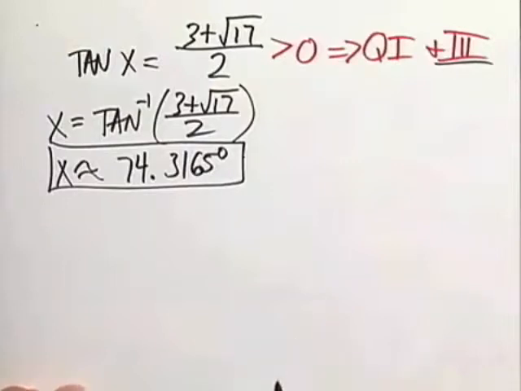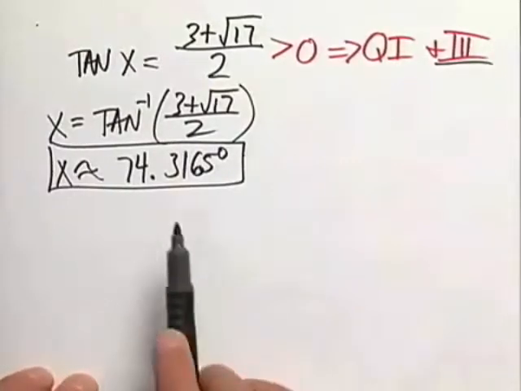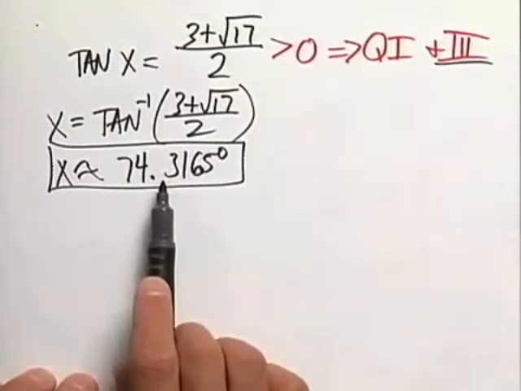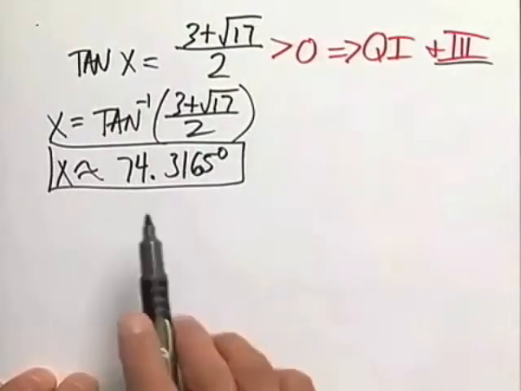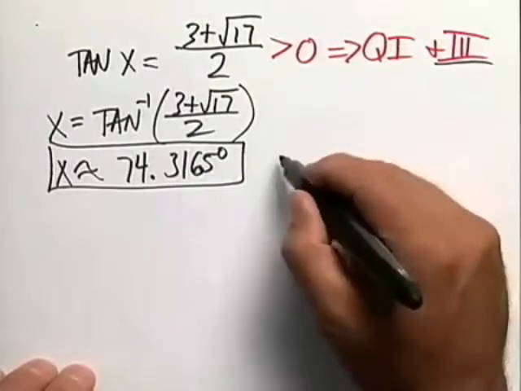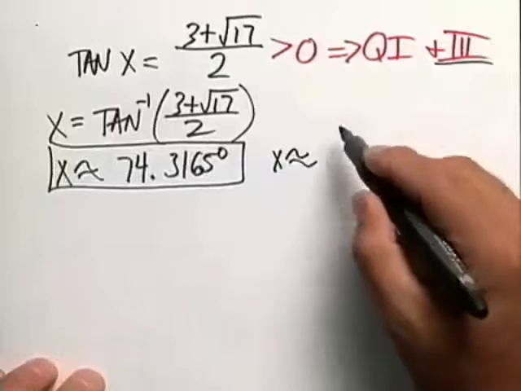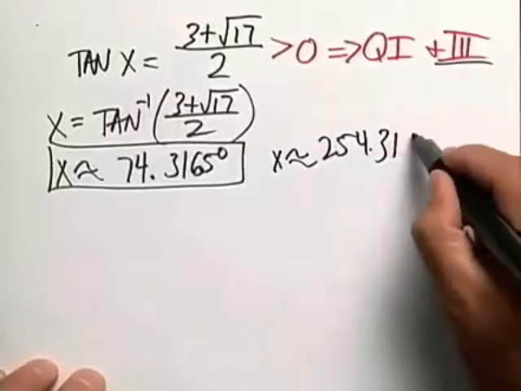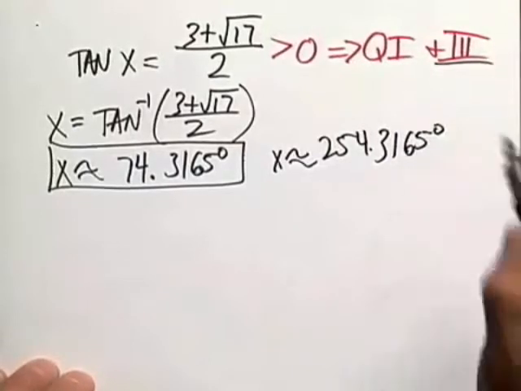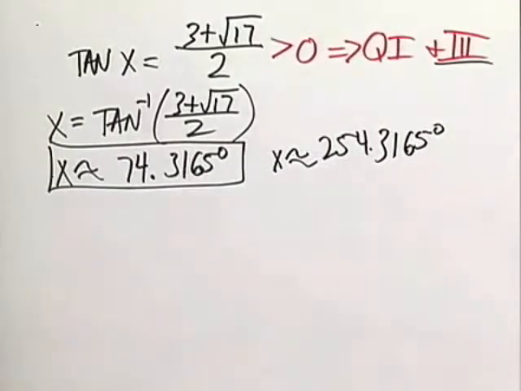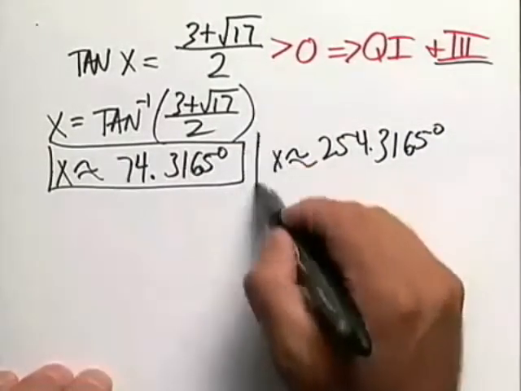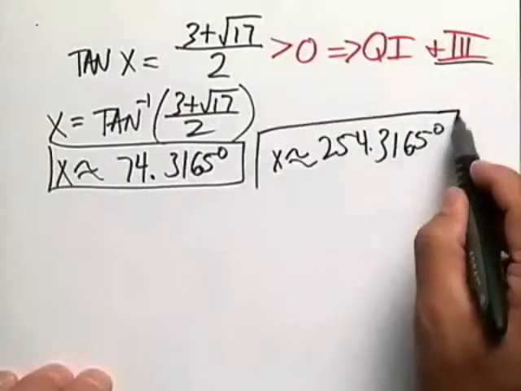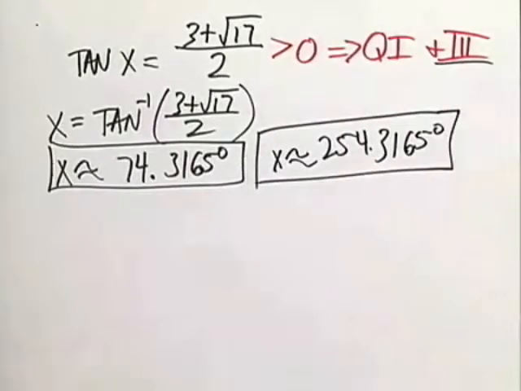In quadrant 3, in order to find that, what we're going to do is take 180 degrees and add our 74.3165. So our second solution will be approximately 254.3165 degrees. And again, that's to 4 decimal places. All right, so we have our quadrant 1 solution and our poorly written quadrant 3 solution, but it's somewhat readable.